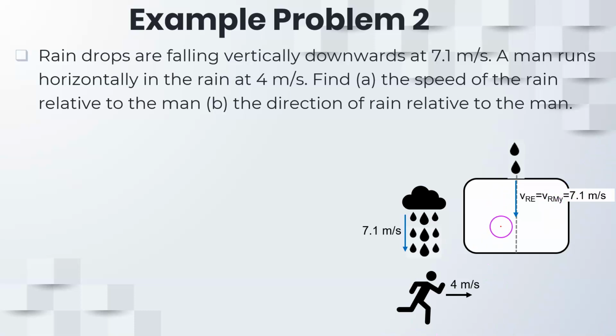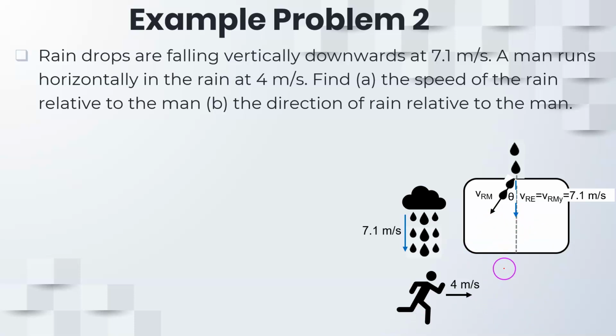So the guy will actually see it fall vertically at 7.1 meters per second. So the velocity of the rain relative to the earth is the same as the velocity of the rain relative to the man in the y direction. So here's how the man will see the rain. This will be the velocity of the rain relative to the man, and he'll see it at some angle. And then we have to have an x component of the rain relative to the man.